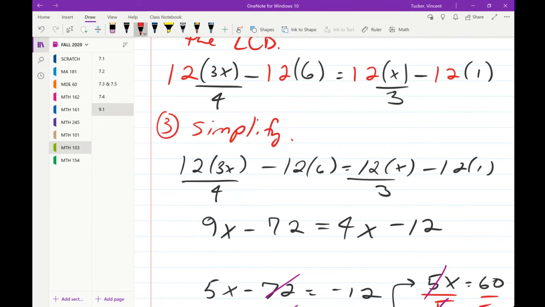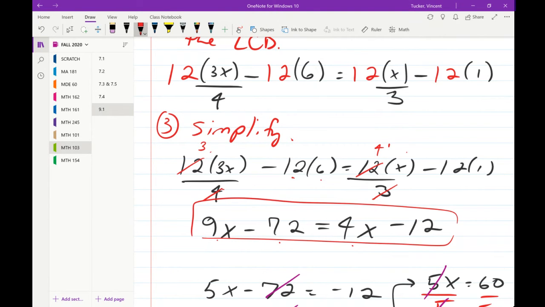All right, so 4 divides into 12 and leaves us with 3. 3 divides into 12 and leaves us with 4. So 3 times 3x is 9x. 12 times 6 is 72. 4 times x is 4x. And then 12 times 1 is 12. So now we have a regular equation without fractions.